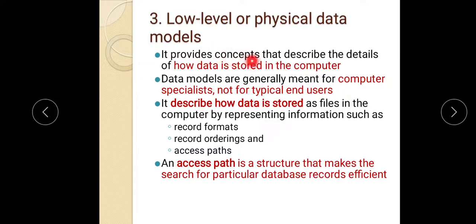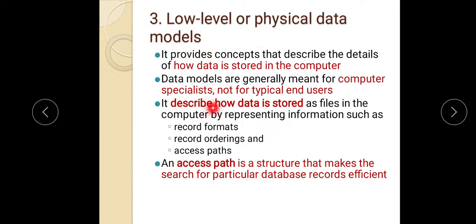It provides a concept that describes the details of how data is stored in the computer. This model is not only dealing with the data, but also with how the data is stored in the computer. That is also the main thing. These data models are generally meant for computer specialists, not for the typical end user. This model is actually meant for computer specialists or programmers. They want to know how the data is organized, how it is stored, and how we can easily access it. Those things are handled by the low level or physical data model.